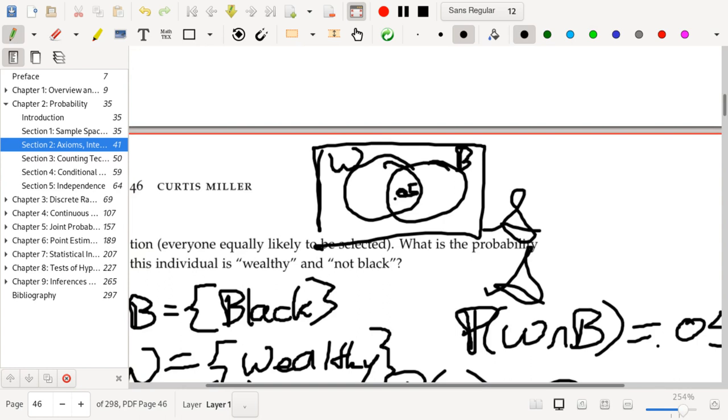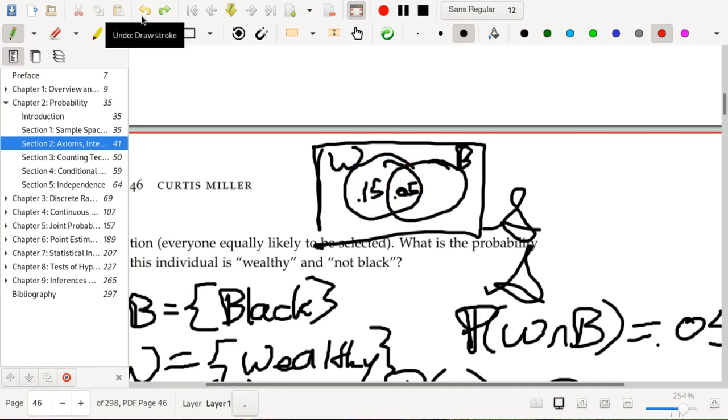Then we have the wealthy part, which is 0.2. But we can't put 0.2 here because that 0.2 is also including that 0.05. So we need to put 0.15 here so that when we add this blue region and this red region, those add up to 0.2. Now for the black part, that needs to add up to 0.3, so the part that is not in the intersection needs to be 0.25. Which, for what it's worth, means we now know the probability of W or B is 0.45, which means that the probability of being neither wealthy nor black is going to be 0.55.